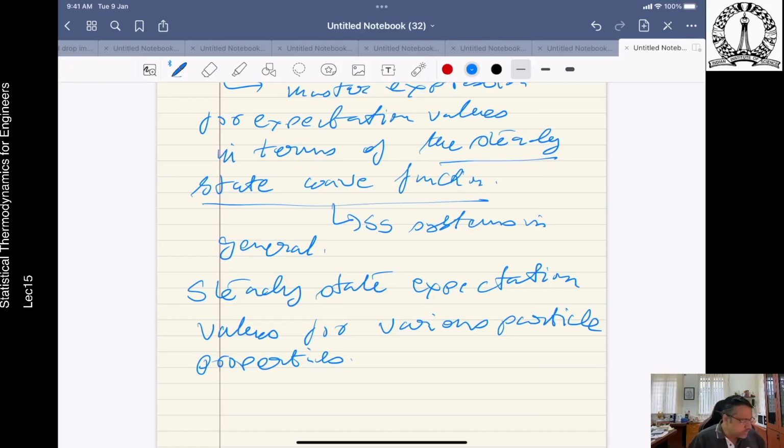So in the next class, we are going to look at probably multi-particle type of systems, which will be interesting. So multi-particle systems, and particle in a box and stuff like that.